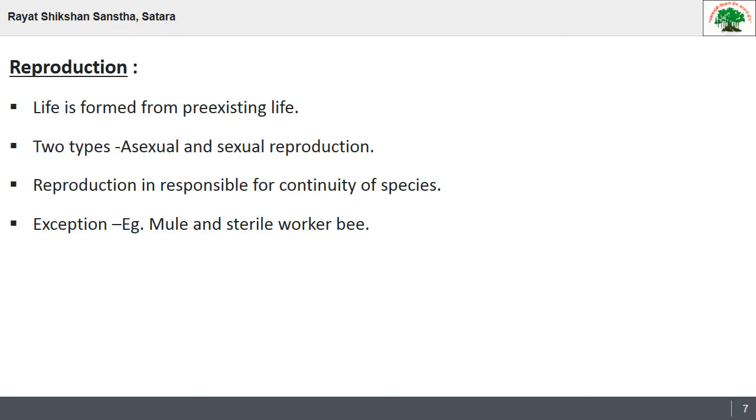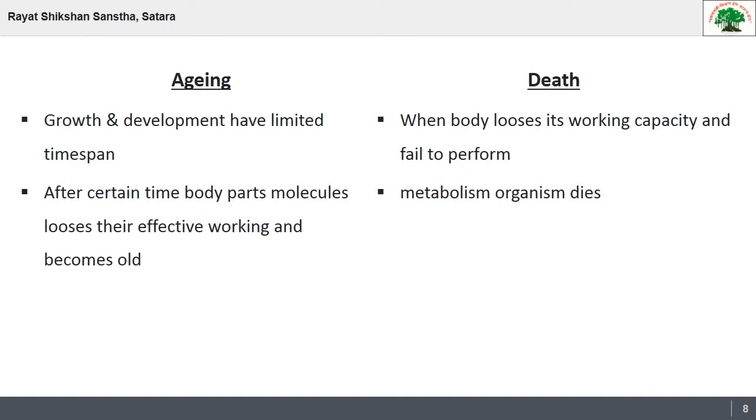But this is a very important phenomenon of the living world, or a very important phenomenon of life. The next important principle of life: aging and death. First, aging. Aging is a process where the organism becomes older. At a certain point, parts or organs lose their working capacity. This happens with animals and plants also, and they become older. So this is called the aging process.